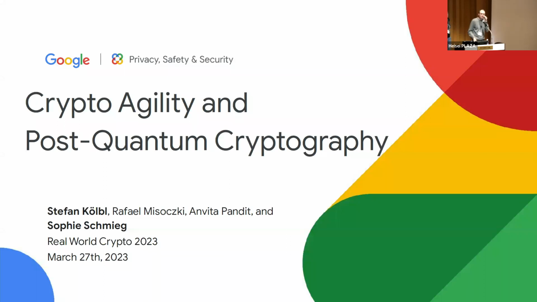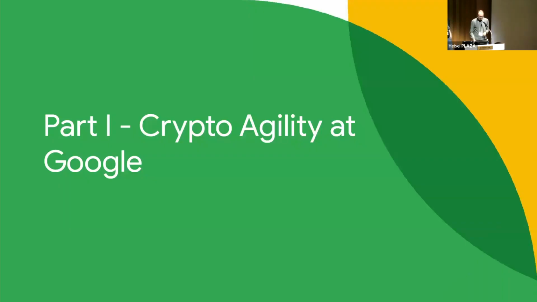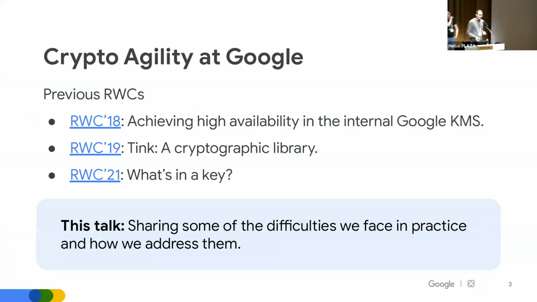And thank you everyone for coming. In this talk, we will talk about 2 aspects: one is crypto agility, the other one post-quantum cryptography. I'd like to start on the crypto agility part and look a bit back at what we said at previous RWCs. We had various talks on different aspects of how we do crypto agility at Google, and all of these together form different puzzle pieces on how we do that.